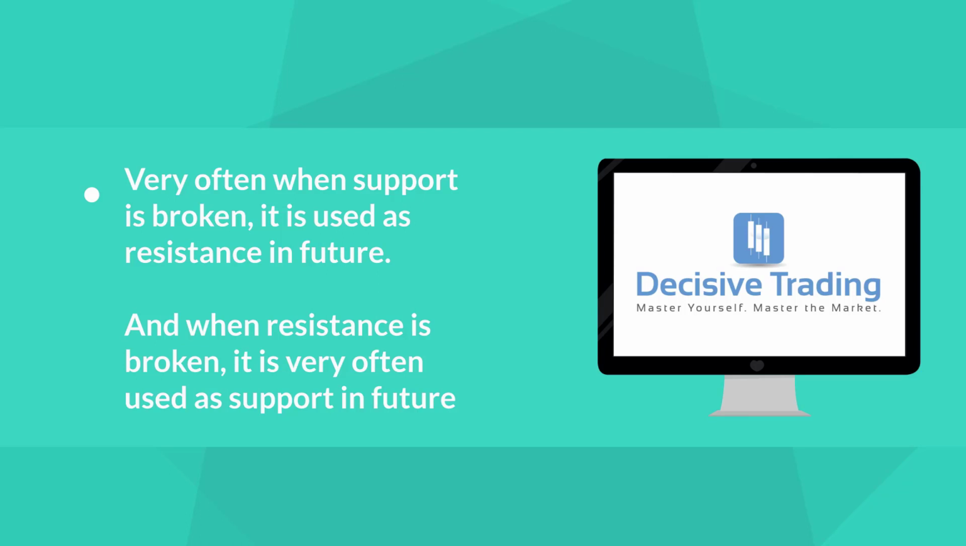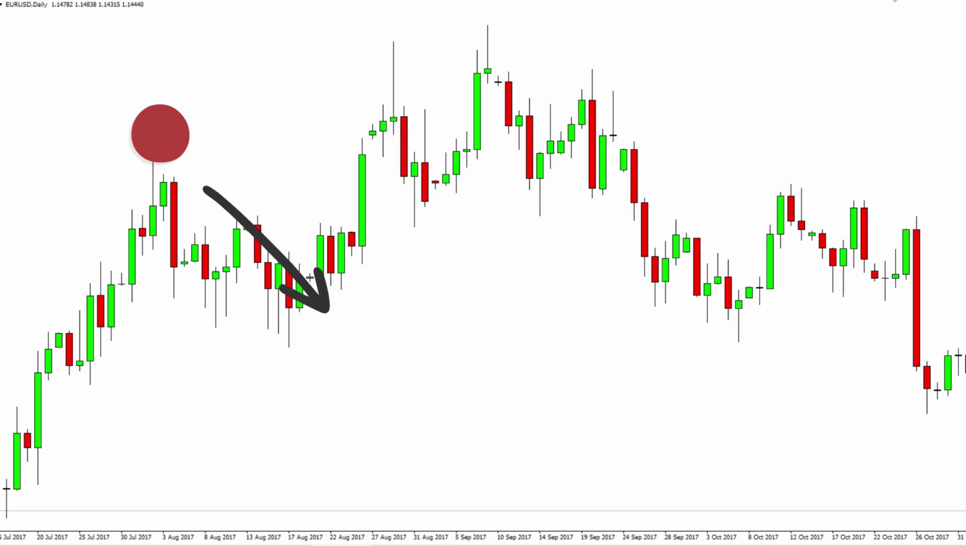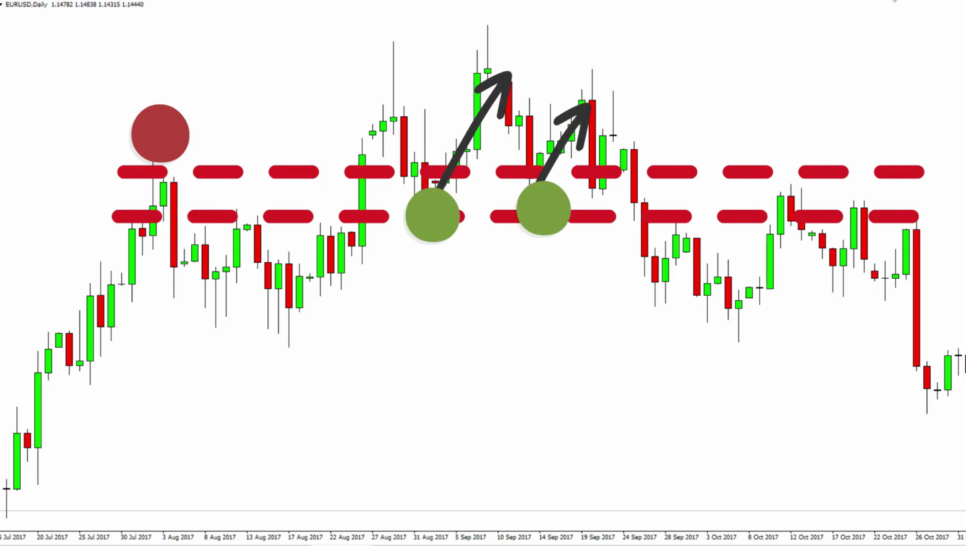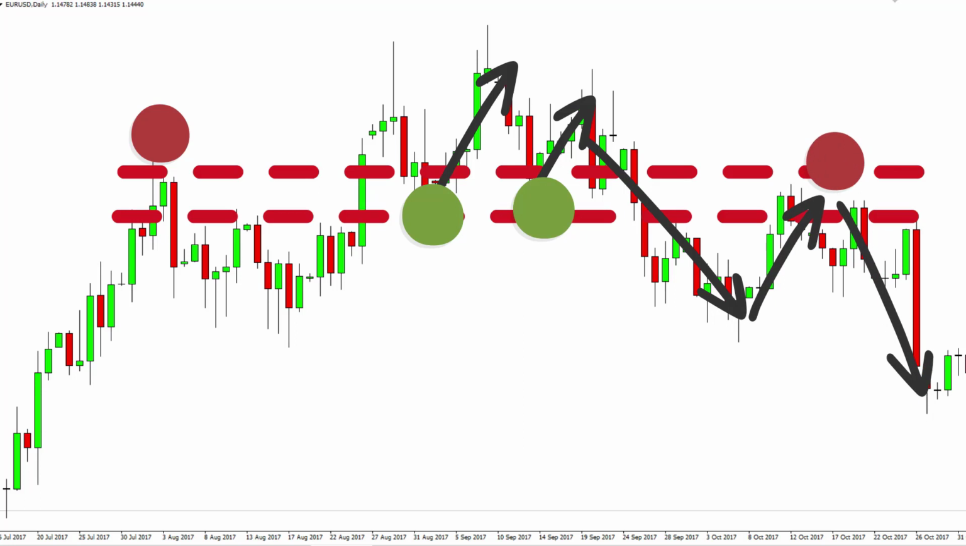And when resistance is broken, it is very often used as support in future. Here we see the market reacting from a resistance level. It then presses higher and breaks through. Now, if we extend the resistance area across the chart, we can see the market falling down into it and using it as support in future. And then, when we break back below, what happens? Now, the support level is being used as resistance.